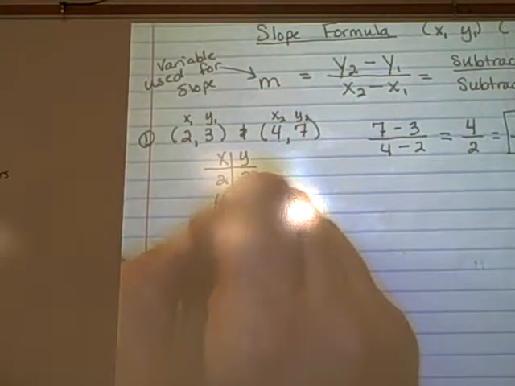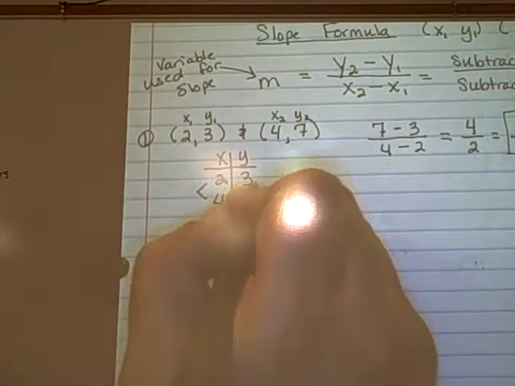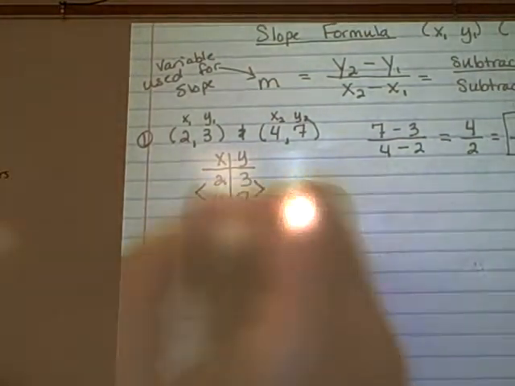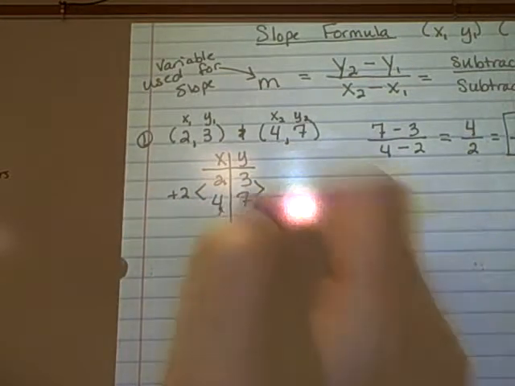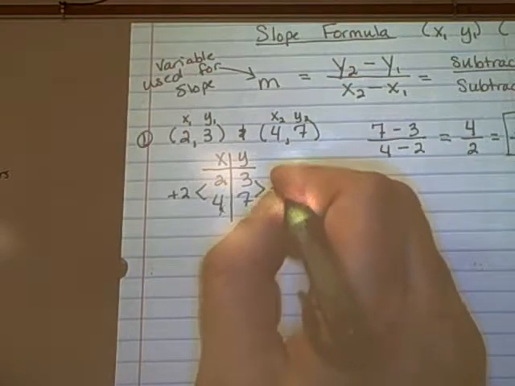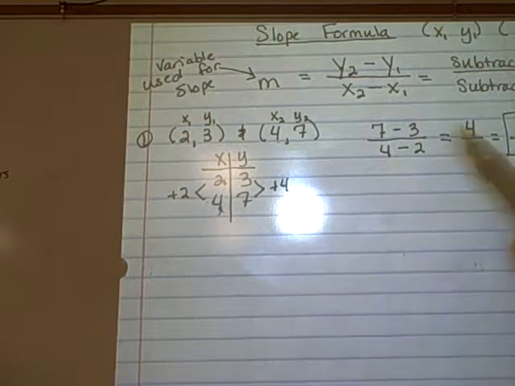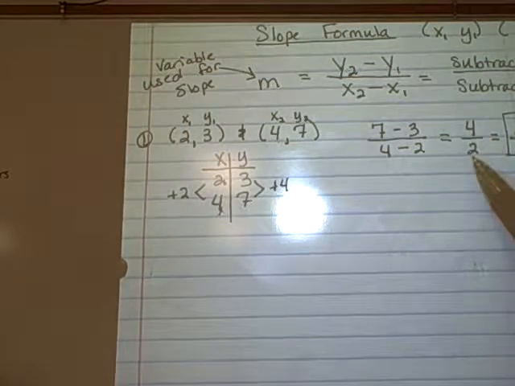You would put 4, 7 on the table. And from 2 to 4, you had to add 2. And from 3 to 7, you're adding 4. And if you look, the 4 goes on top, the 2 goes on bottom. It reduces to 2 over 1.